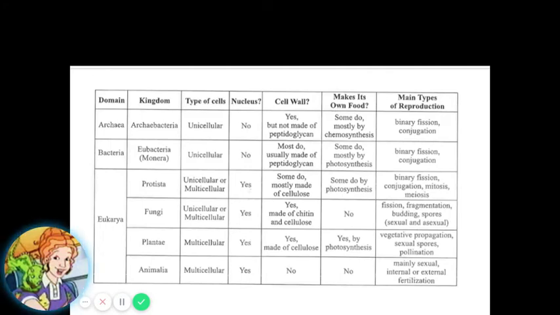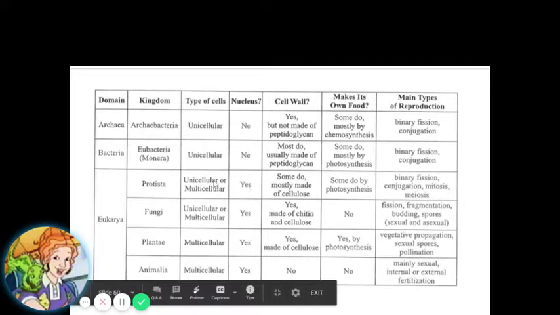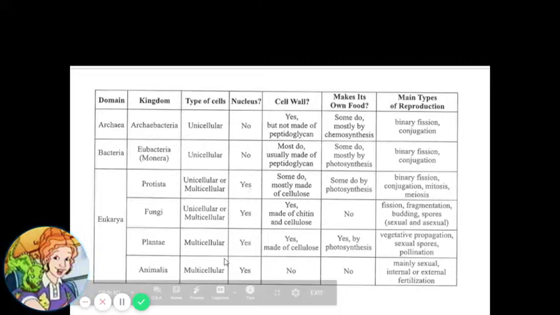So this table's in your book. This just goes through some of the characteristics that these kingdoms have, and you can see why they're put in certain kingdoms that they are. So for unicellular, all bacteria are unicellular. Protists and fungi have some of each, and then all plants and animals are multicellular.